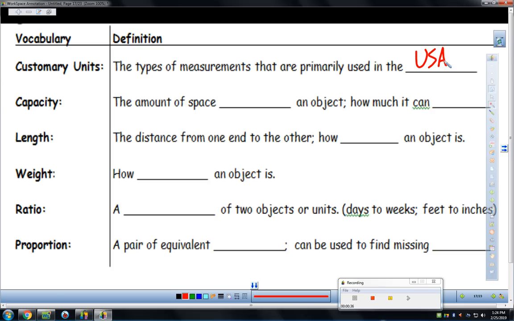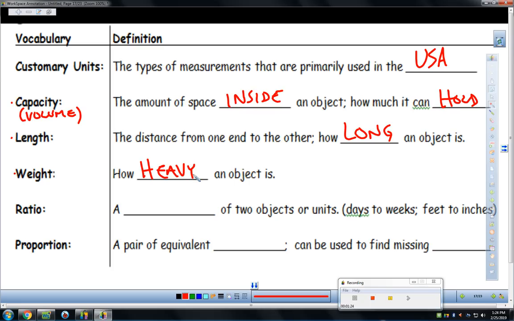Customary units of measurement refer to capacity, length, weight, and then also time. Capacity is the amount of space inside an object. It's how much it can hold. Capacity is a really formal way of talking about volume, which we just talked about in topic 10. Length refers to the distance from one end to the other, or how long something is. Weight is how heavy an object is. These should be words you're familiar with. These last two might be new, and they are possibly the most important ones on the page.